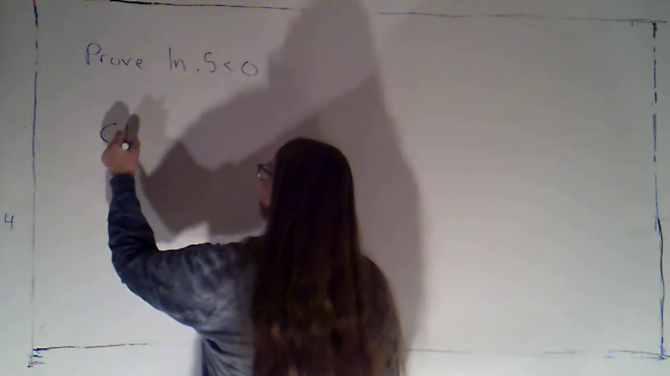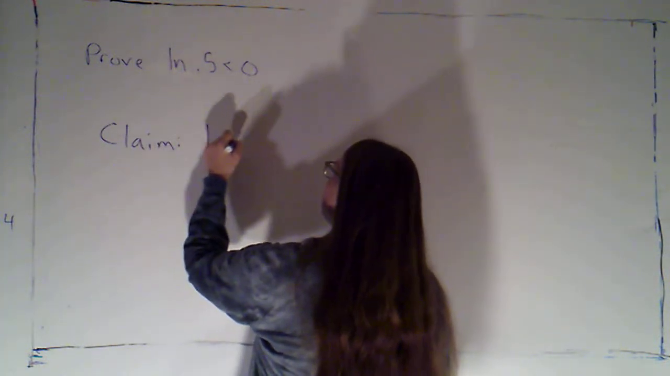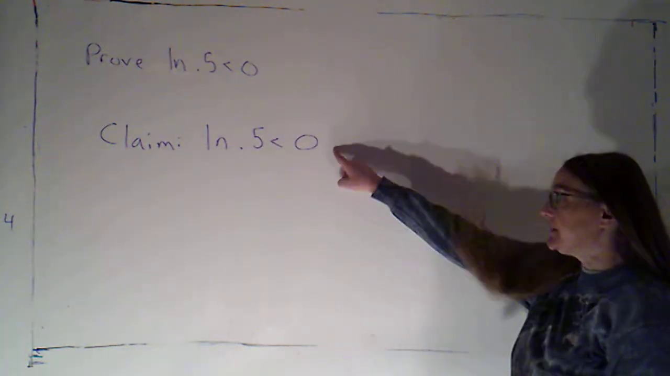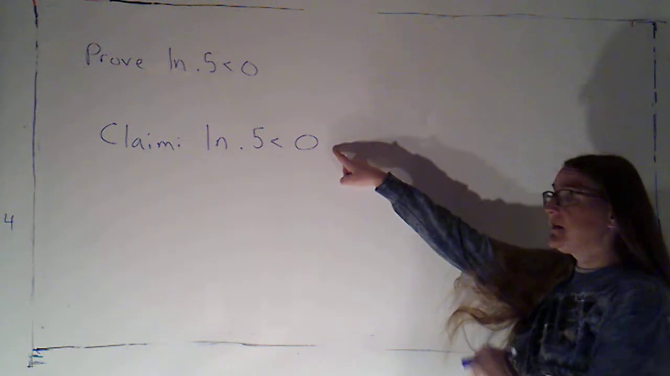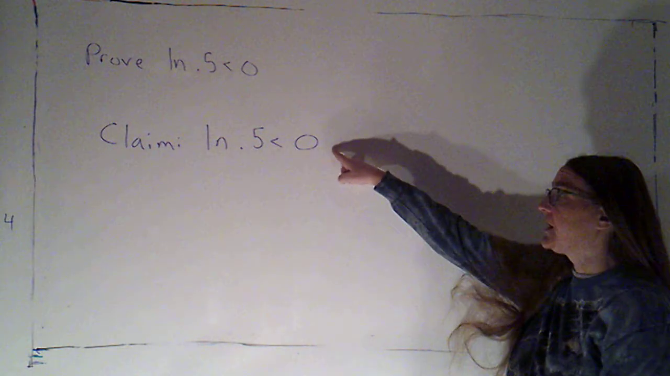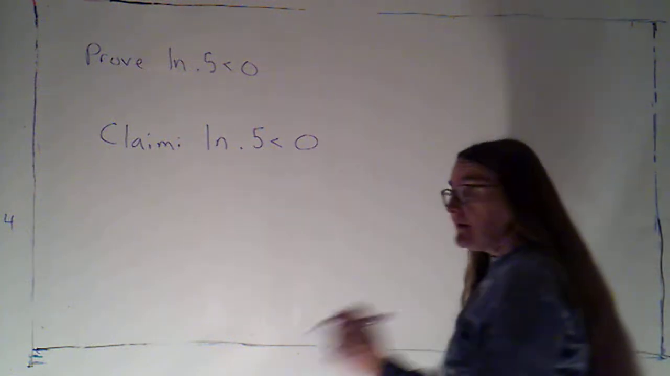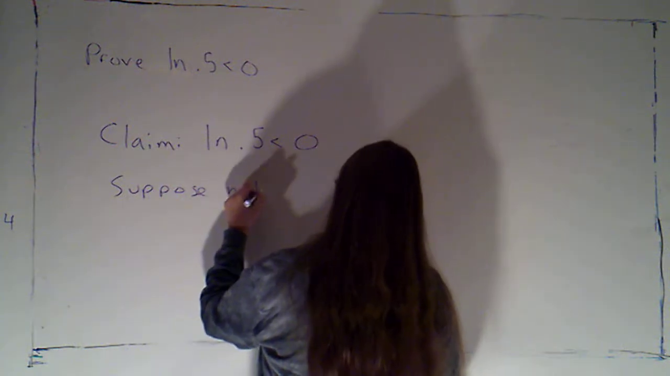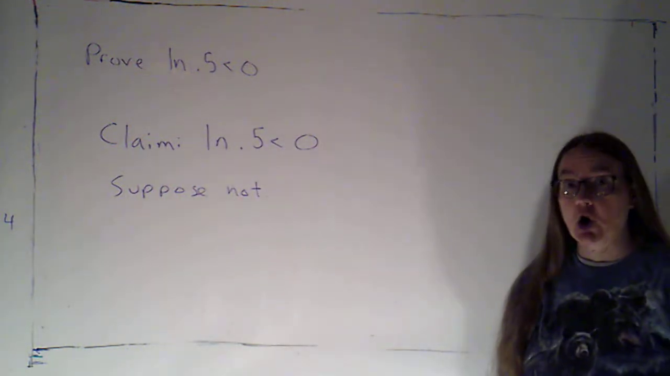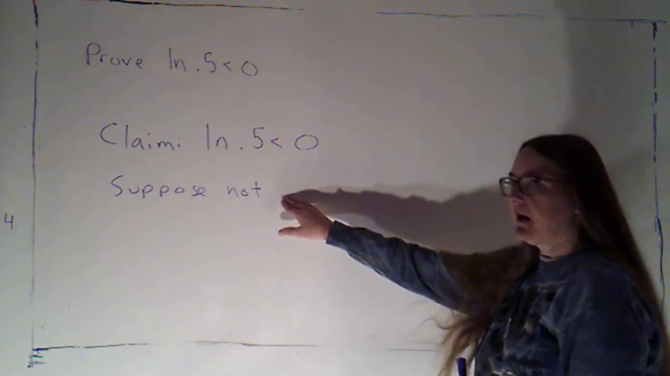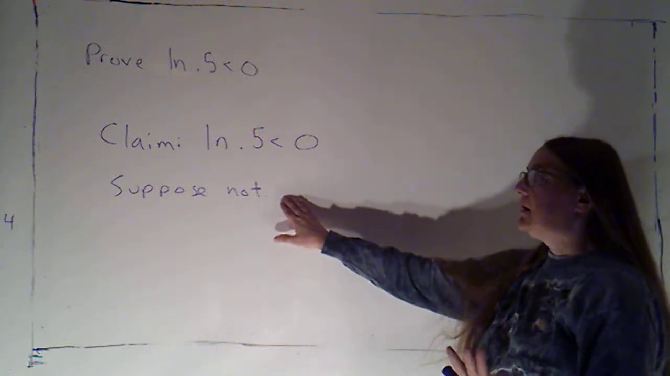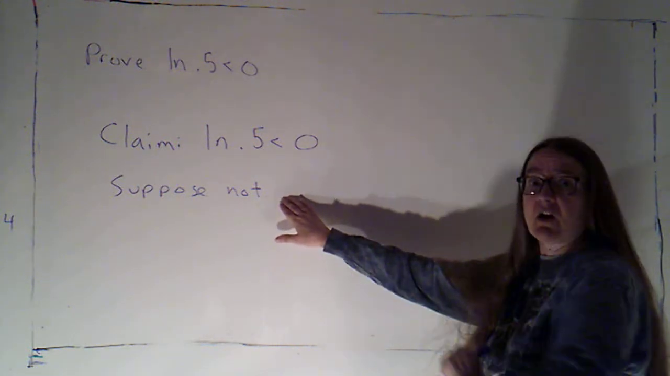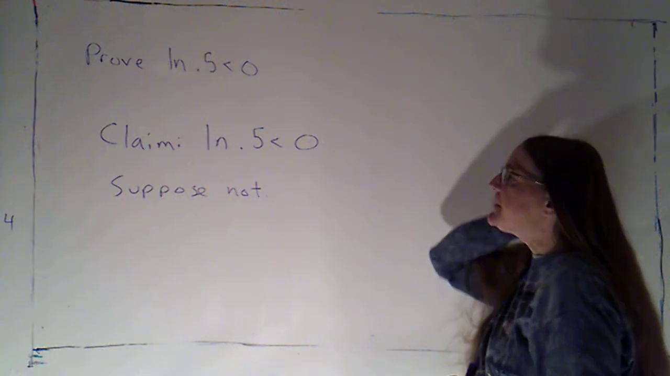I'm going to start by stating my claim. My claim is that the natural log of 0.5 is less than 0. I believe that is true, and I'm going to spend this time on this proof proving it. Then, my second line, I'm going to suppose not. So I'm going to suppose that I am wrong. Now, if I were an egomaniac, that would be impossible. I'm not really an egomaniac, but I'm going to show that supposing this is going to lead to a contradiction.